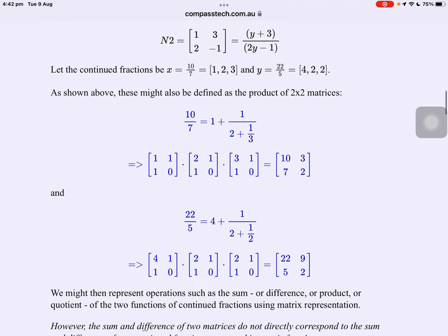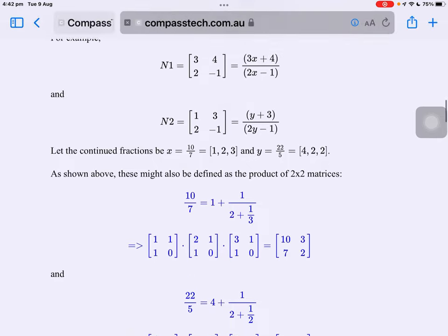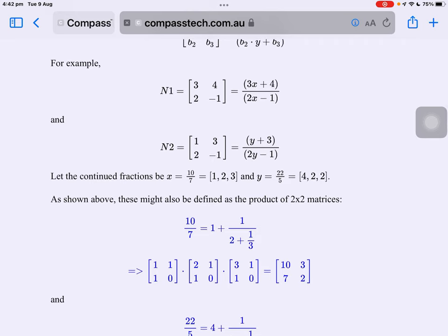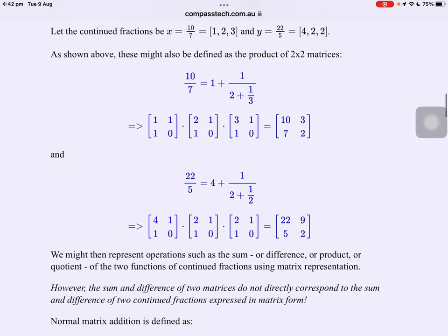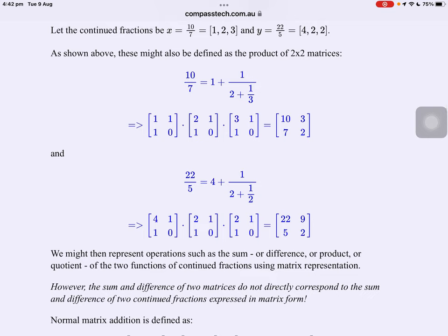So what's to stop us from basically, step 1, take the first term of matrix x, operate according to our N1, take the first term of matrix y, operate using N2, and then combine those together. So 10 over 7, which we know as a continued fraction 1, 2, 3, can be represented as the matrix product of those three terms, 1, 2, 3 in the leading terms.